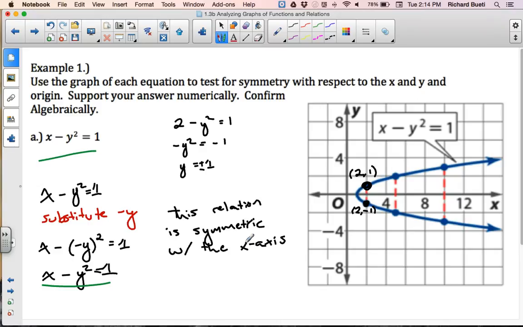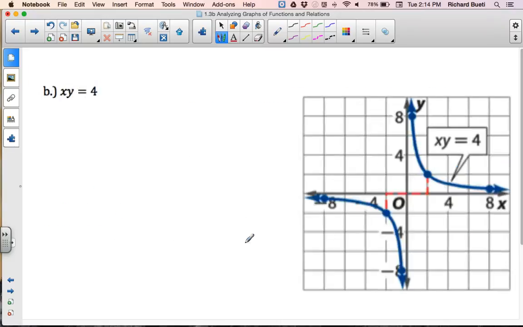Let me try one more. Now I have the equation xy equals 4. This is the graph of a hyperbola, which we'll talk about later when we start talking about conic sections. But if I look at my point, if this is the point (2, 2), it doesn't look like it has symmetry with respect to the x-axis or symmetry with respect to the y-axis, but it does look like it might have symmetry with respect to the origin.